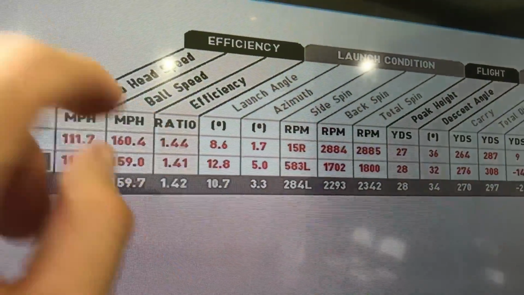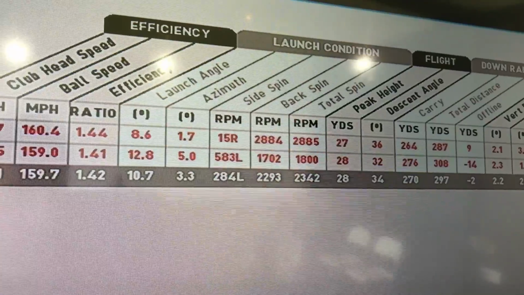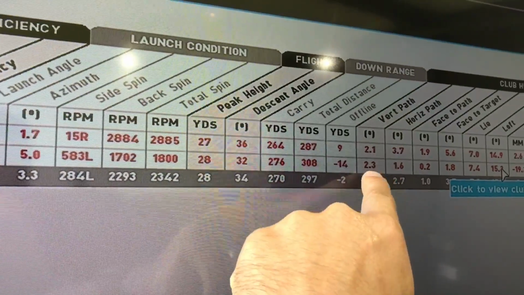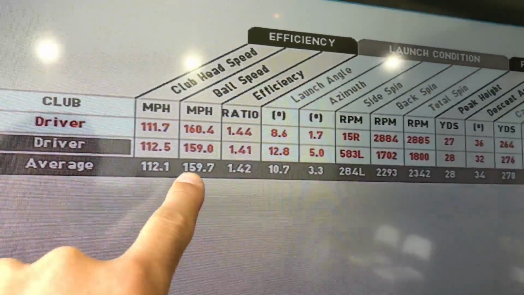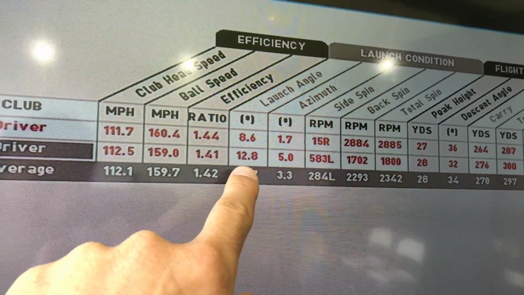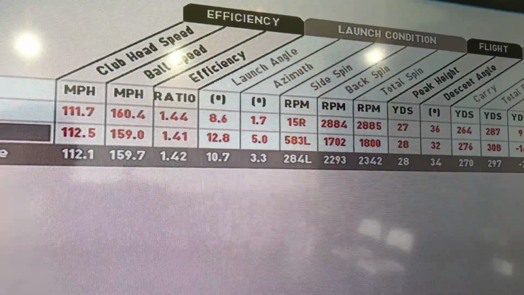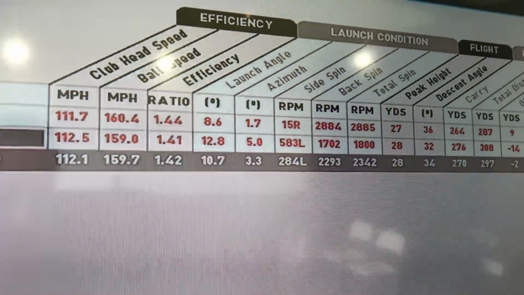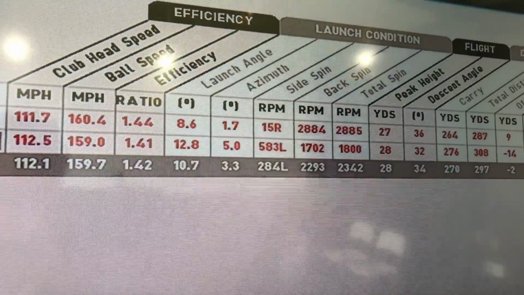See the launch has gone up, so I've struck it slightly higher in the face. My angle of attack was still the same. My angle of attack was 2.3 on the up there. So the first one was 2.1, that was 2.3. So it hasn't really changed anything there. But where I've struck it on the club face has changed my launch. Okay, so from a low hit in the face to a slightly high in the face has changed it by about 4 degrees. That's huge. I haven't changed the loft, just purely strike there.